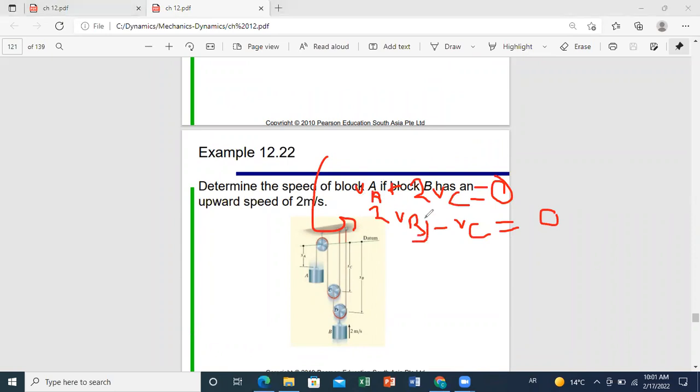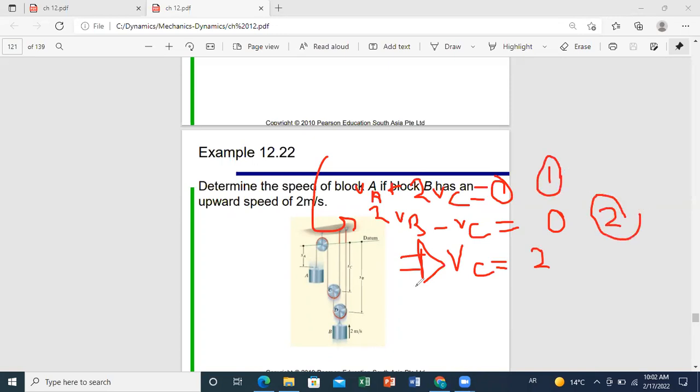Since you have information on VB and you want to get VA, you can eliminate VC between the two equations, because from the second equation, you can write that VC is equal to 2VB. And then if you replace VC in equation 1, so this is equation 1, this is 2. 2 will give me that VC equals 2VB.